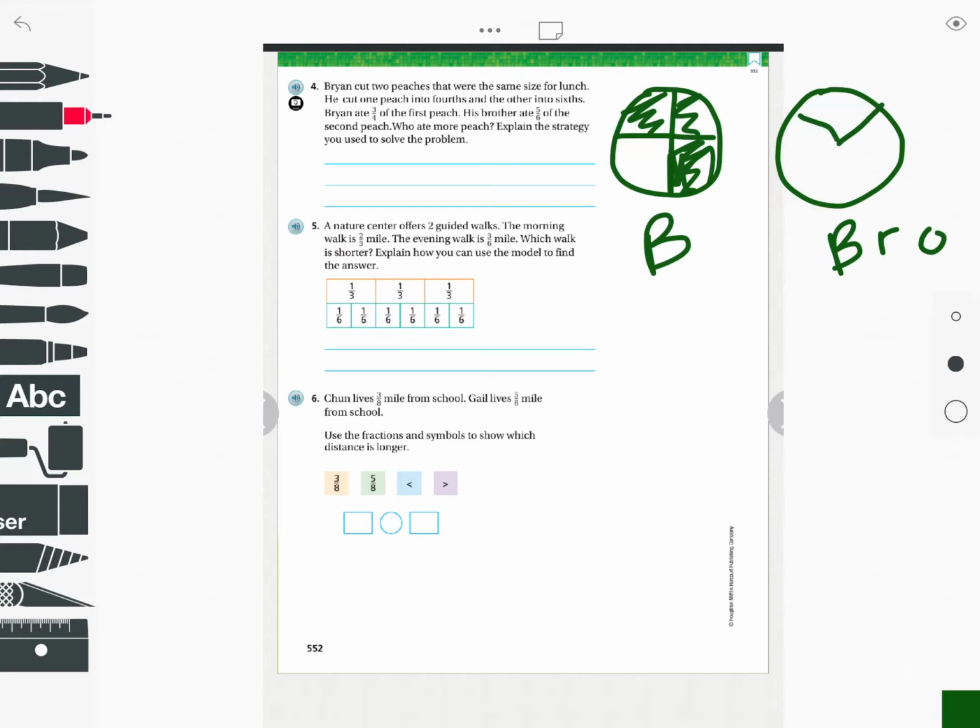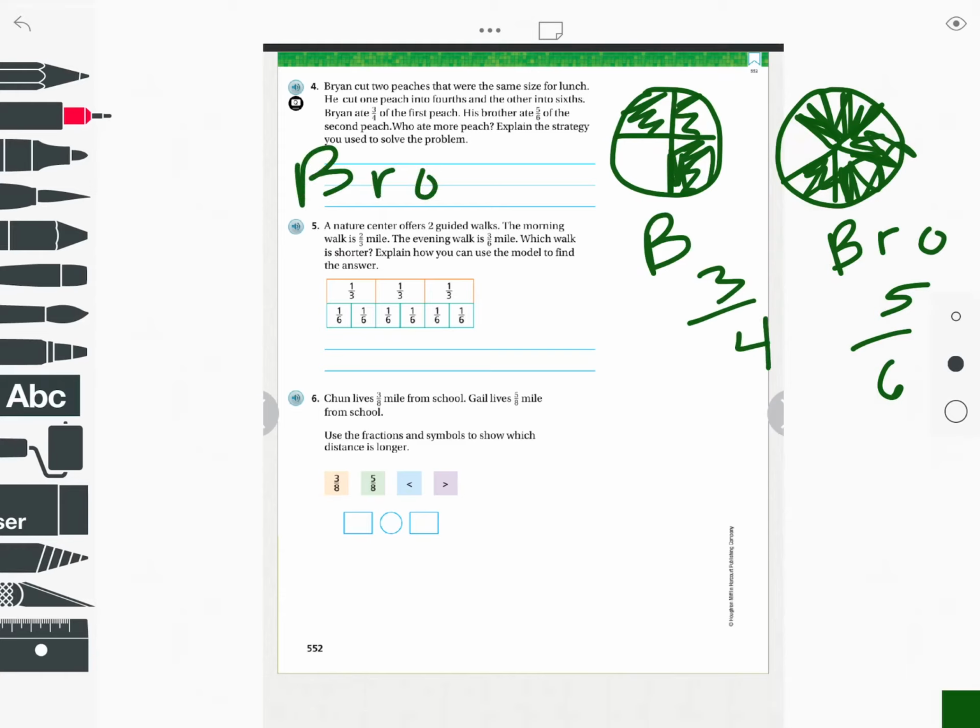So I'm going to actually divide this into thirds first. And then I can divide them up one more time into 6. And it says that he ate 5/6. So I'm going to actually shade in 5/6. So 1, 2, 3, 4, 5. It says, who ate more? Well, I can see that the brother clearly ate more of the peach than Brian. Because the brother ate 5/6. And Brian ate 3/4. So I can clearly see that the brother ate more.